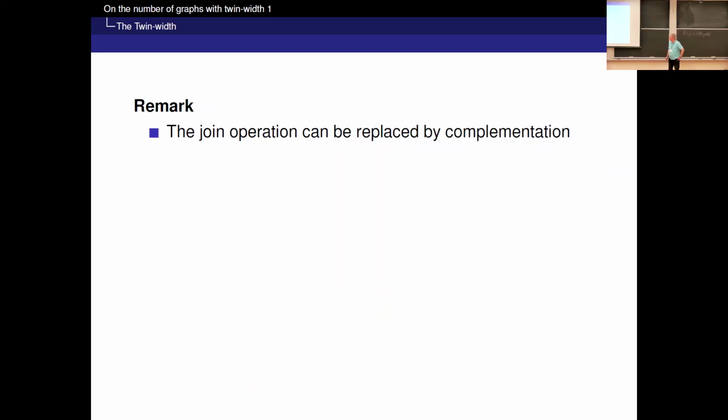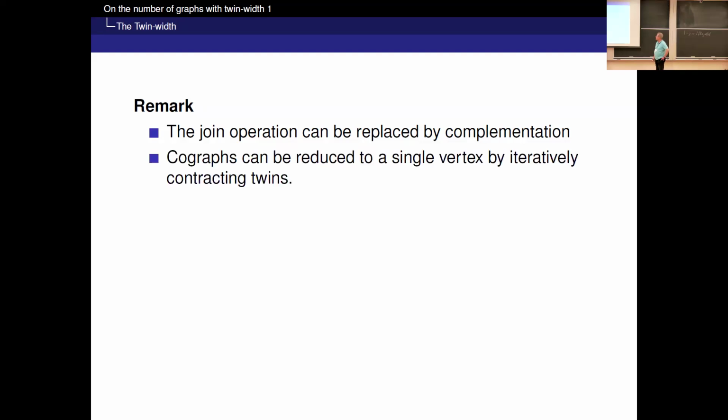Cographs have certain nice properties. For instance, the join operation can be replaced by complementation. So disjoint union and complement give you the same class of graphs. And cographs can be reduced to a single vertex by iteratively deleting twins, where twins are vertices that have the same neighborhood, up to their own adjacency or not. So for instance, these two are twins. So we can merge these two, and then we get this.